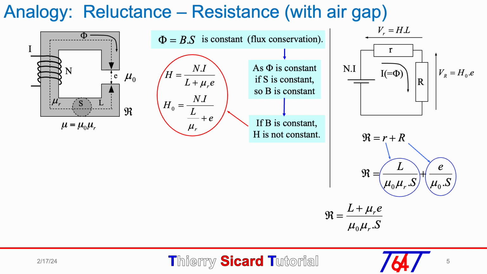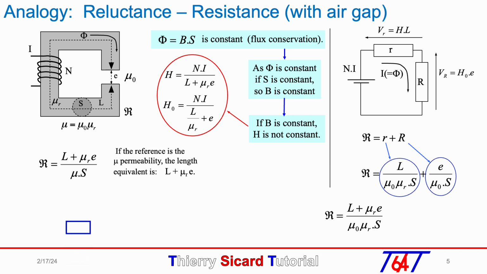This reluctance with air gap can be seen in two ways. For the first one, we take the main reluctance as the magnetic circuit mu. So the air gap E can be seen as an extension of the magnetic circuit length, with the length mu R times E added to the real L magnetic circuit. Of course, as the global length increases with the air gap, the magnetic flux will be reduced.